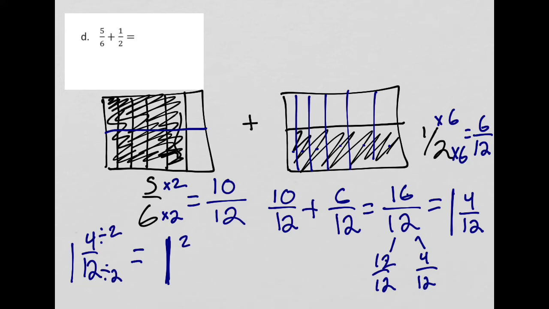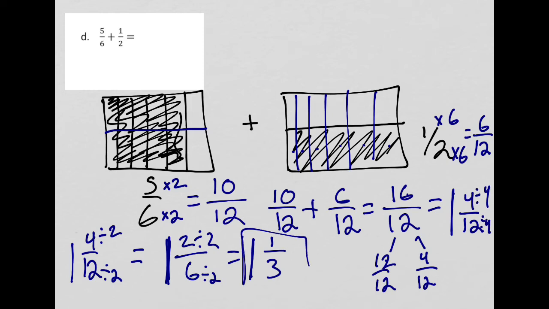So 4 divided by 2 is 2. 12 divided by 2 is 6. And I can actually divide this by 2 one more time. So I get 1 1/3, because 4/12 can actually be divided by 4 by 4. And I get 1 1/3. So my final answer here is 1 1/3 when I add 5/6 and 1/2.